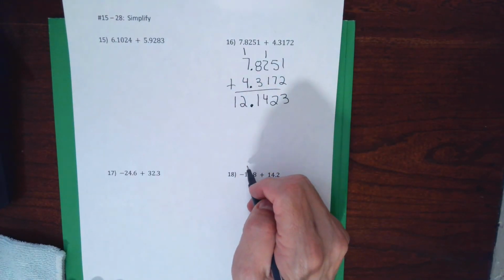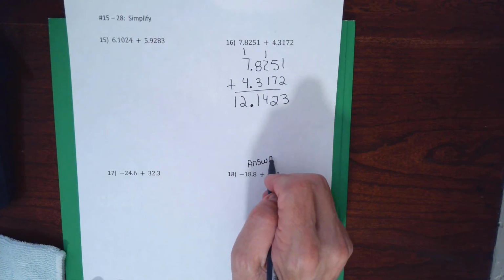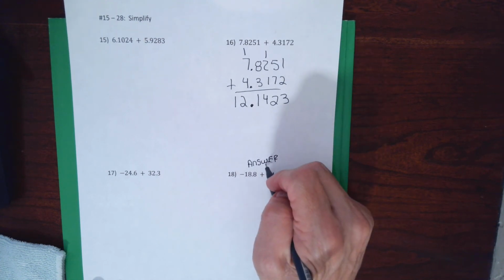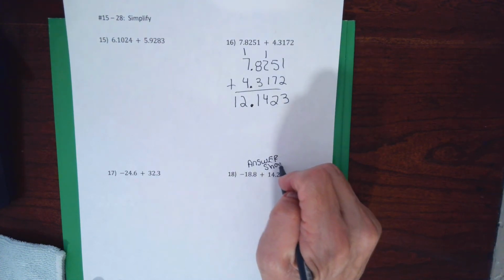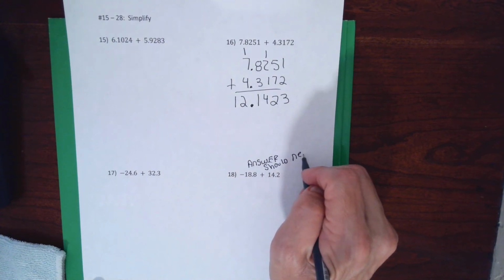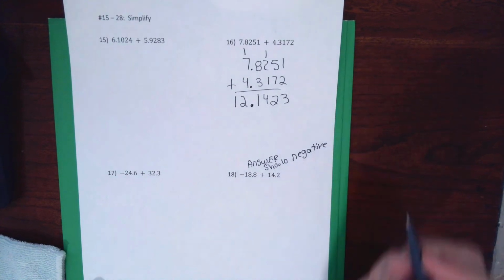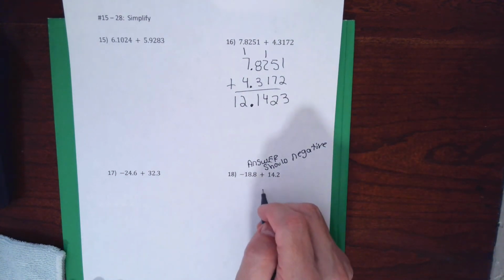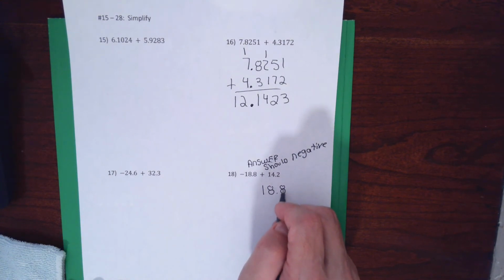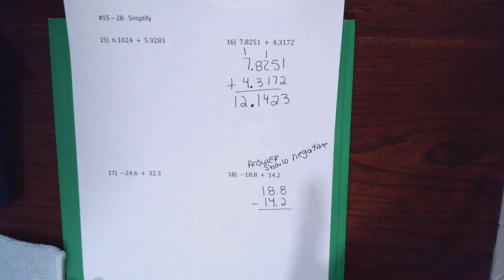The next few problems are subtracting, and basically I'm going to predetermine the sign. In number 18, my answer should be negative because I'm adding and the numbers have opposite signs. But I'm not going to worry about the signs in my work. I'm just going to put the sign in my answer. And in order to figure out the number that follows a negative sign, I'm going to just take the bigger number, 18.8, without the sign, minus the smaller number, 14.2. This is going to give me an answer that I'm going to have to attach the negative sign to.